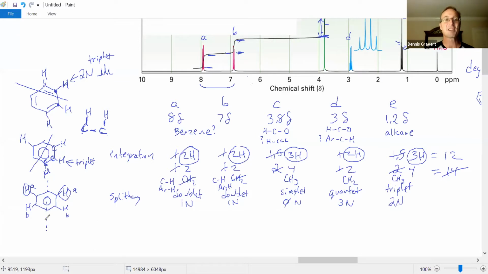Way cool. This is called para, by the way. We'll learn that later. This arrangement of hydrogens on a benzene ring is called para. This arrangement is called meta. This one's called ortho. And you don't have to memorize that yet. So not now. It's just interesting information.